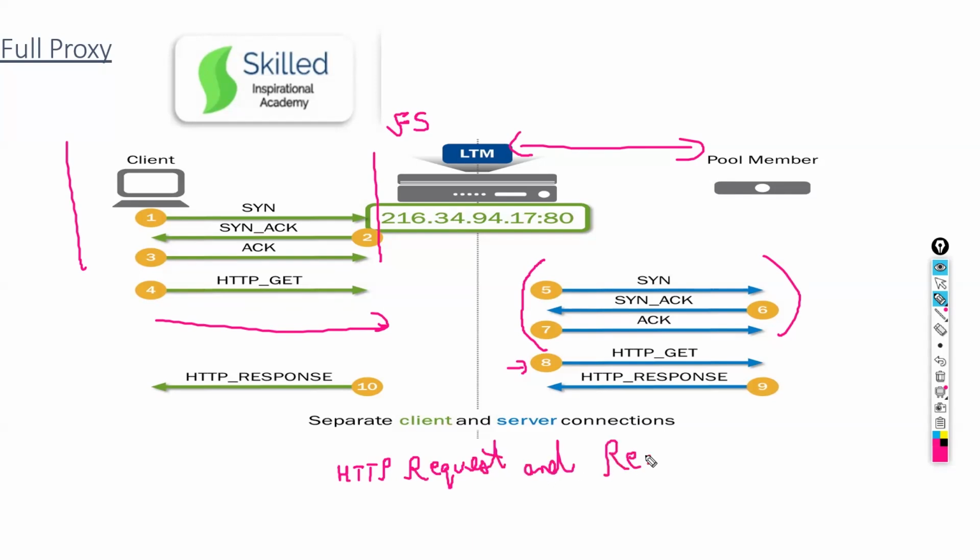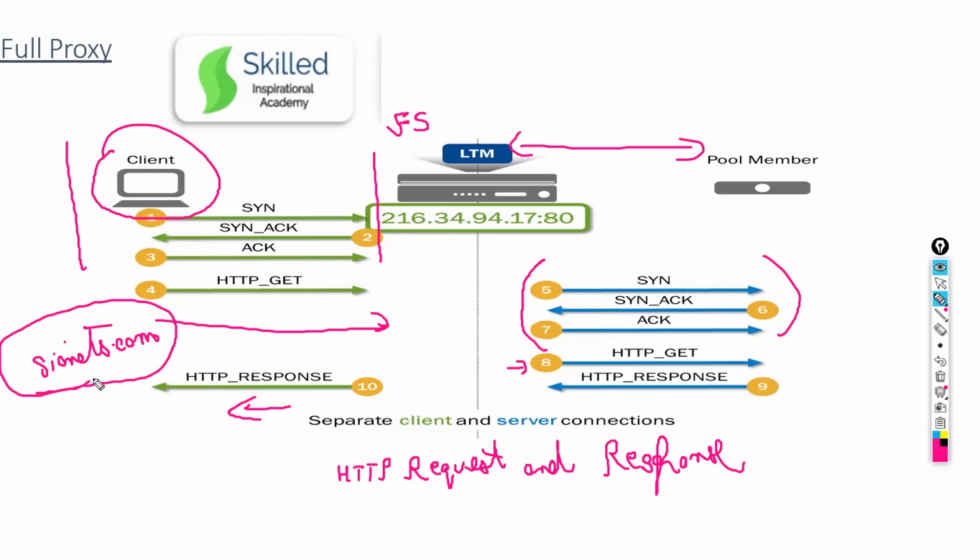HTTP is which protocol, guys? Layer 7. And that response will go to the client. And finally, you can view your website. You can open the web page of sianets.com. This is the whole infra in the backend, how you get a website on your web browser.